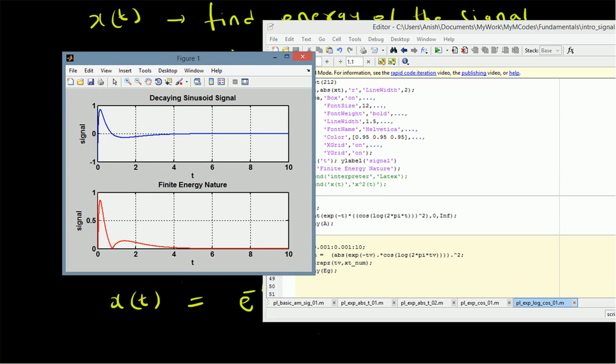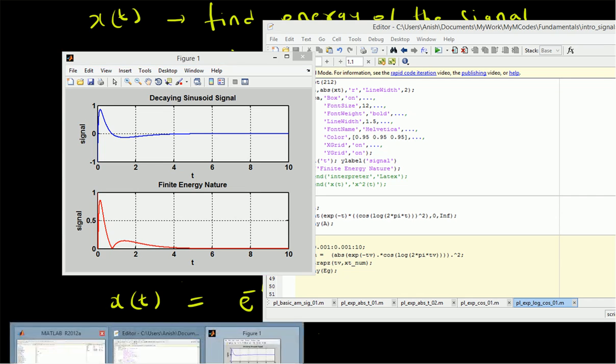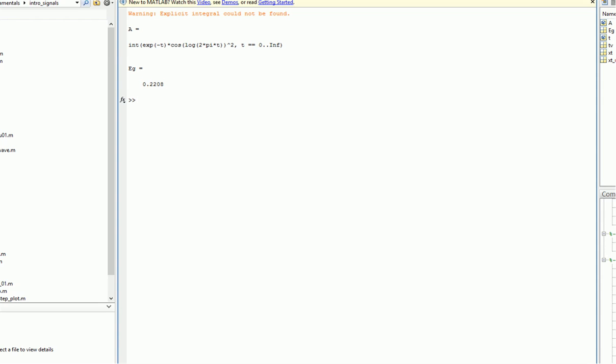By looking at the graphs, we can also have an intuitive understanding that the signal is of finite energy, and looking at the value of energy, we can see it is 0.2208, which is a finite value. We also note that the closed form integral does not exist, so it is not possible to theoretically find the energy. So we can find it by using numerical methods. Thus we can use a numerical approach to find the energy of any signal and determine whether it is finite energy or not.